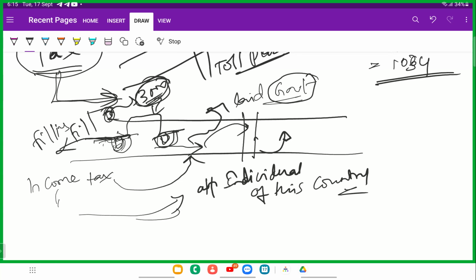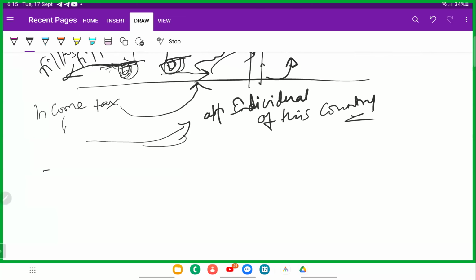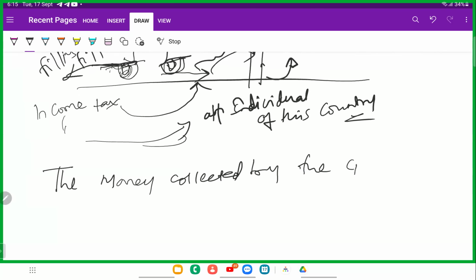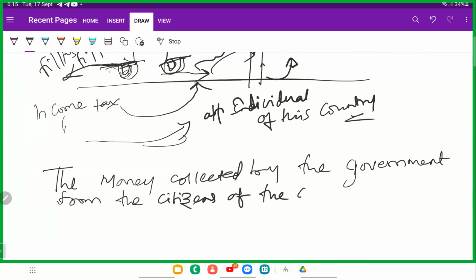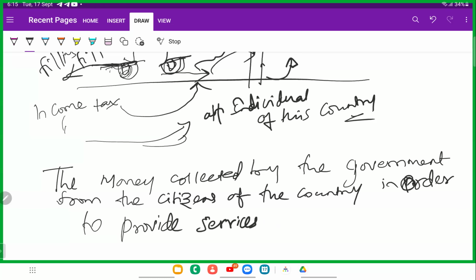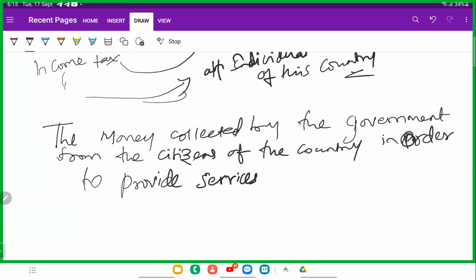So please write down the definition of tax. The money collected by the government from the citizens of the country in order to provide services is called tax.